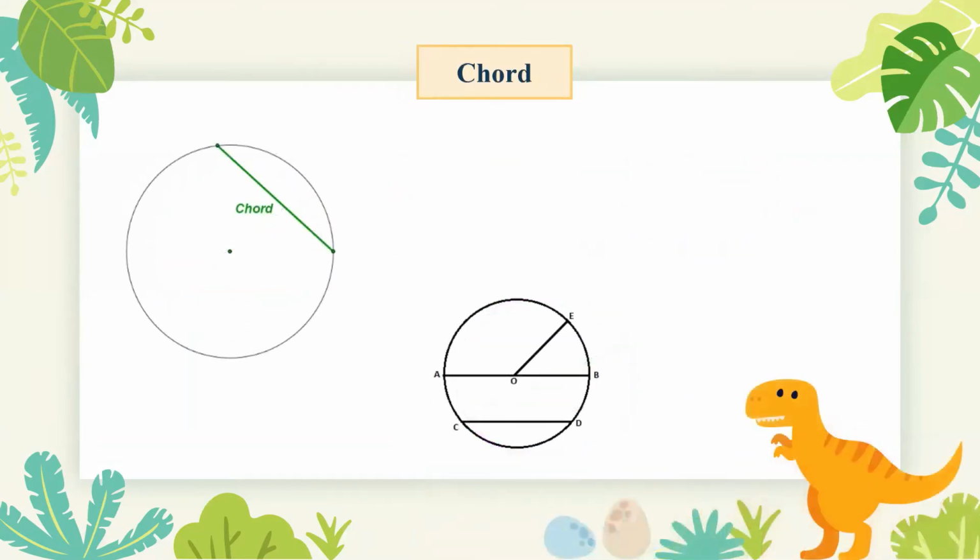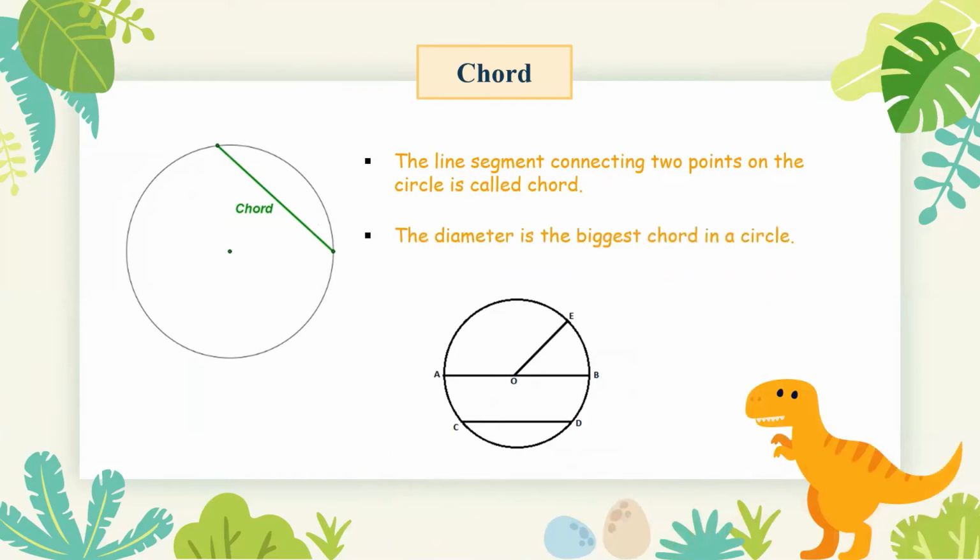Now we have the chord. The line segment which connects 2 points in the circle is called the chord, and diameter is the biggest chord in a circle.